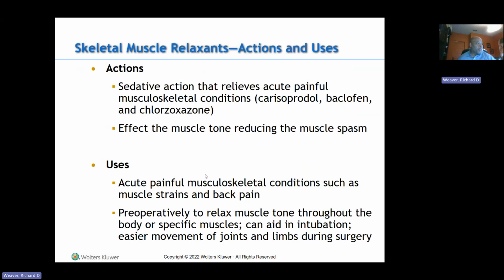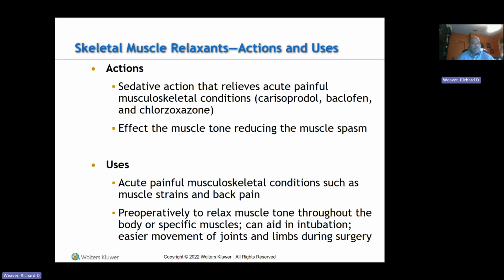Anyway, as far as uses, these drugs are used for painful musculoskeletal conditions, for example, muscle strains, as well as back pain, where there are a lot of muscle spasms, which is what causes the pain. Also, preoperatively to relax just before surgery, it helps to relax muscle tone throughout the body and all specific muscles.